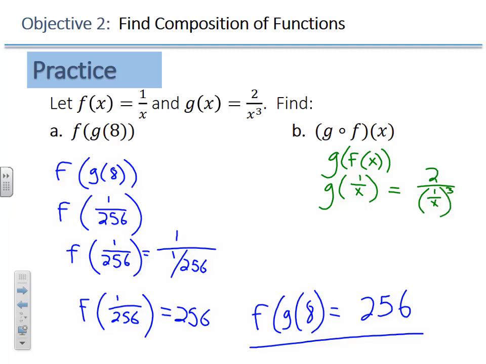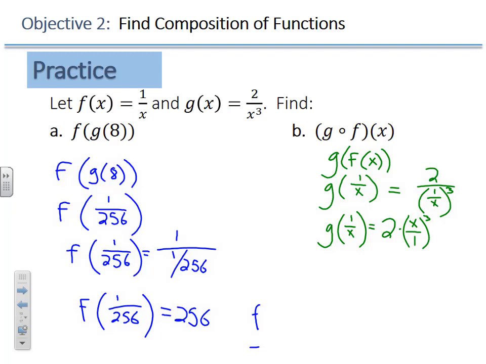to the third power. Now we're dividing by a fraction here, so we can just as easily multiply by the reciprocal. So we can take and multiply that by 2 times x over 1 to the third. And we can then conclude that g of f of x is equal to 2x cubed.